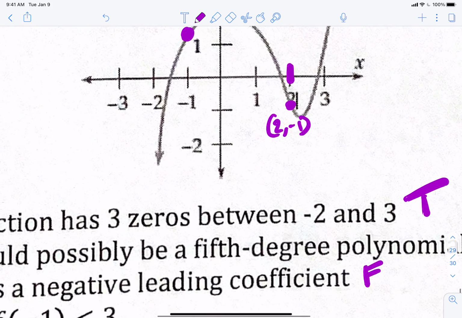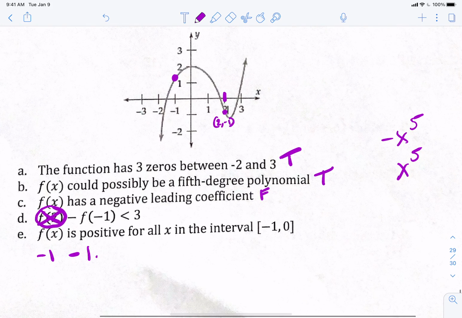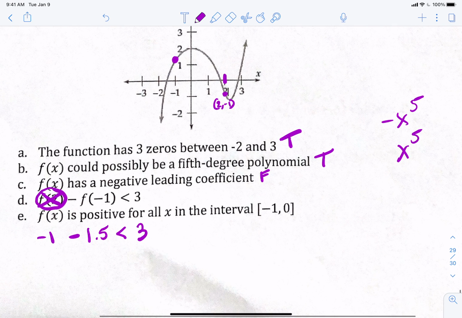F of negative 1, let's say 1.5. Minus 1.5, less than 3. Is that stuff less than 3? If I do negative 1 minus 1.5, it's like negative 2.5. Is that less than 3? Yes. Why did we write it that way? What do you mean, why did we write it that way?